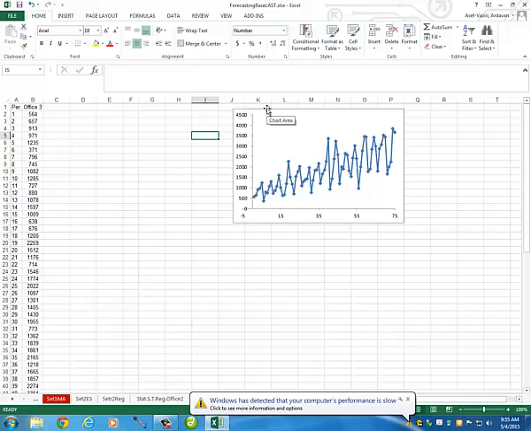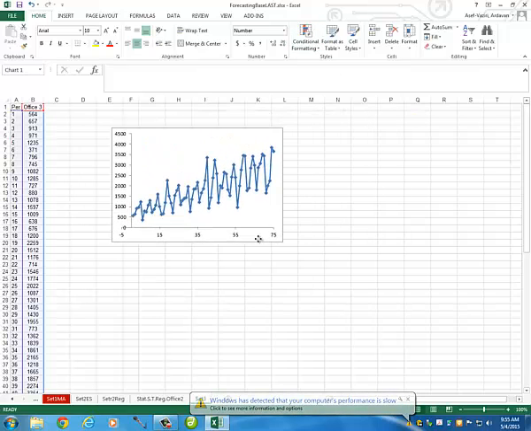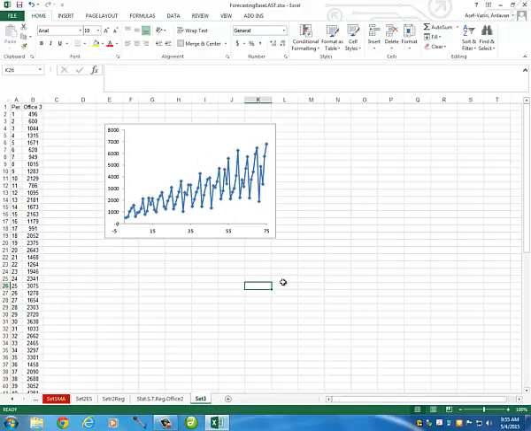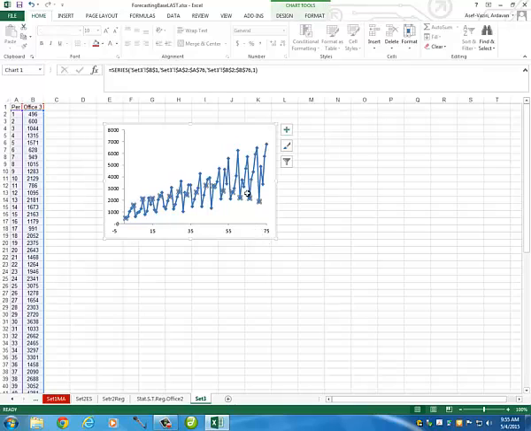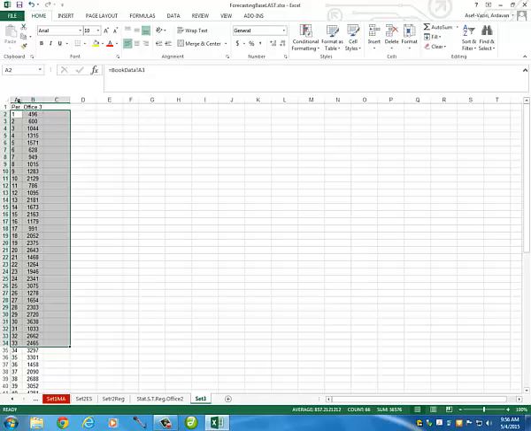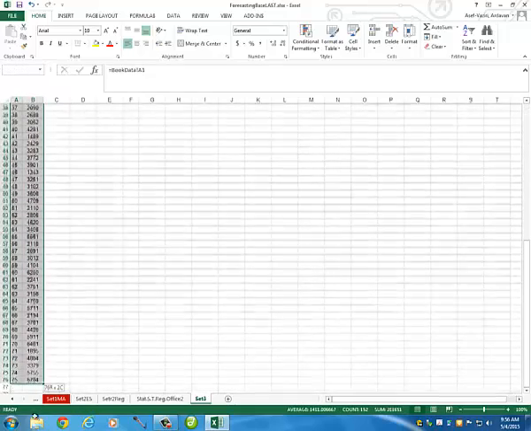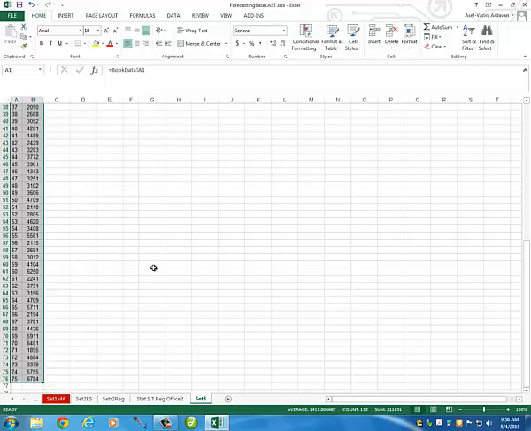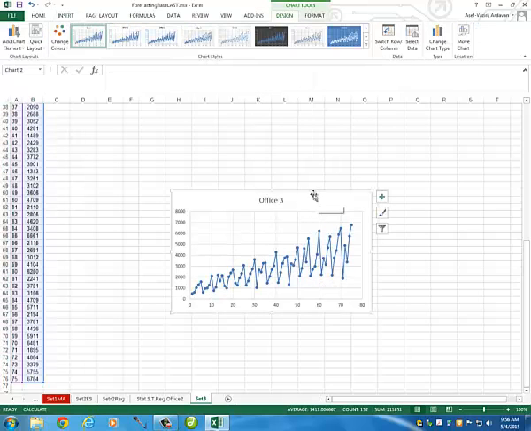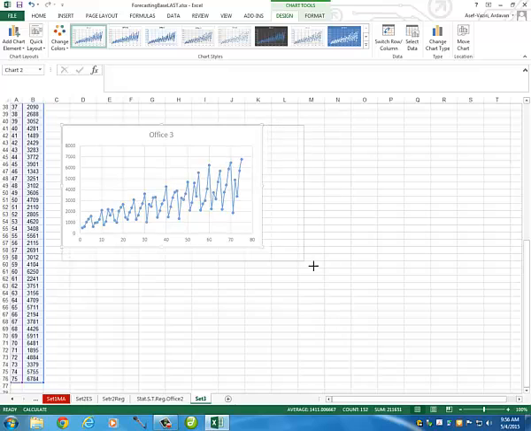Right now, when I look at this data, I have marked these two. These are the data that I have for 75 periods. This could be 75 days, weeks, months, and so on. I go to insert, I go to scatter chart, and I go to this one, and these are my actual data.